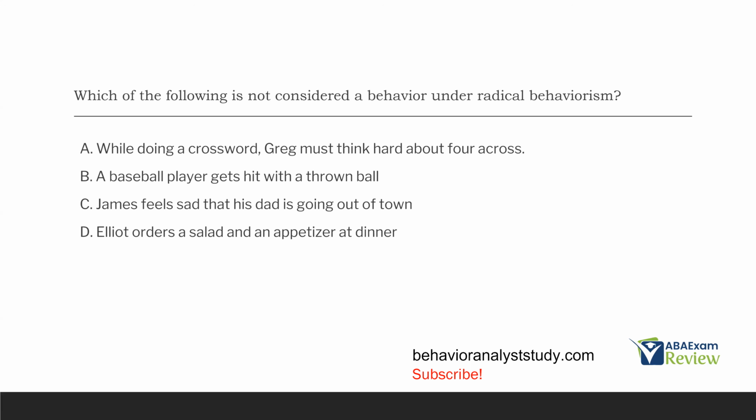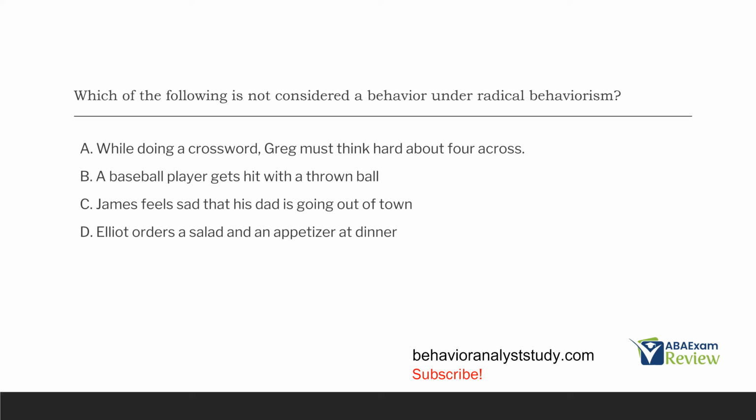A, while doing a crossword, Greg must think hard about 4 across. Doing a crossword, behavior. Greg thinking, behavior. Looks good. B, baseball player gets hit with a thrown ball. Getting hit, is that a behavior? Has the baseball player done anything? They have not. Okay. If a dead man can do it, it's not a behavior. Dead man can get hit with a thrown ball. B is not a behavior.